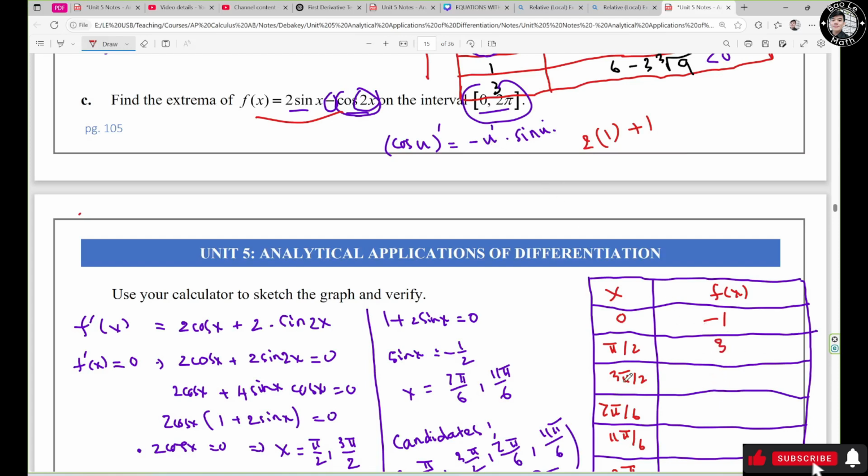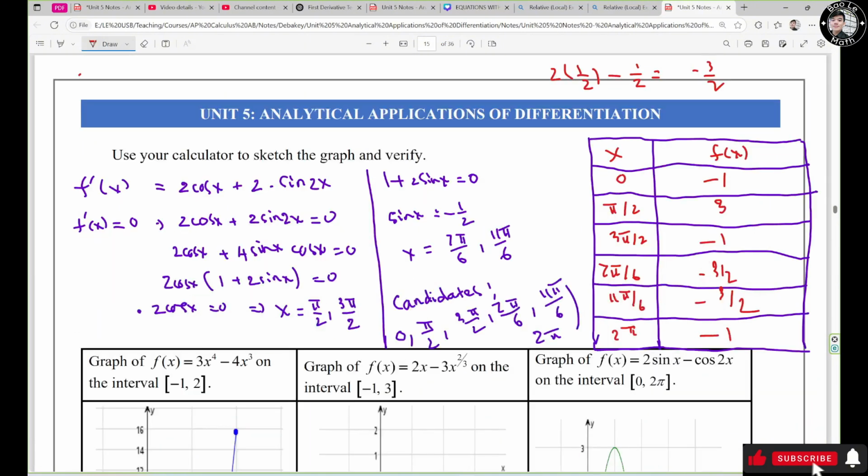Now next, sine of 3 pi over 2 equals negative 1, so you have 2 times negative 1. Cosine of 2 times 3 pi over 2 is cosine of 3 pi, which is negative 1, and the negative sign right here becomes positive. So it could be negative 1.